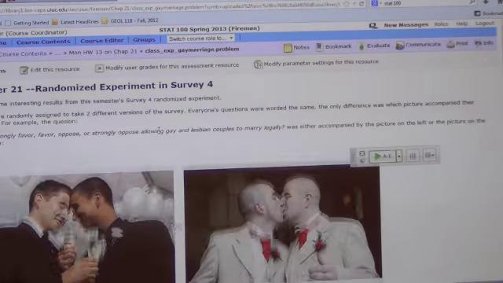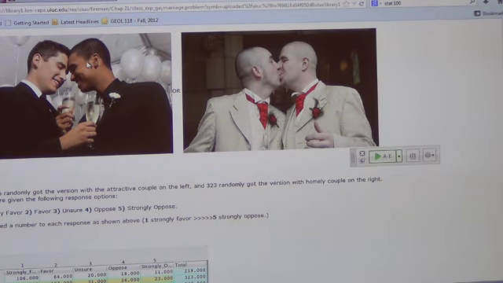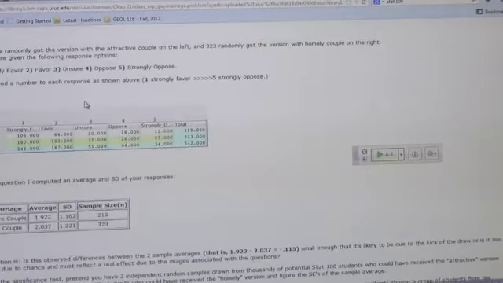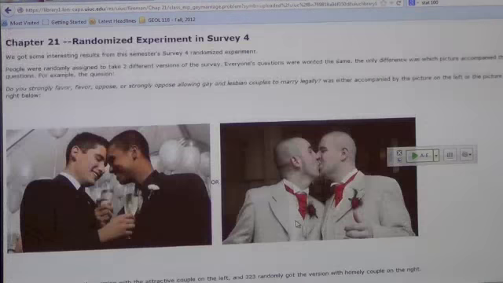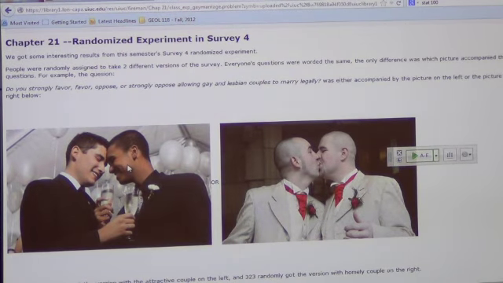Okay, so here's the one on gay marriage. The people who got this picture did favor gay marriage more. But do you think that was just due to the luck of the draw, or do you think the picture really made a difference?